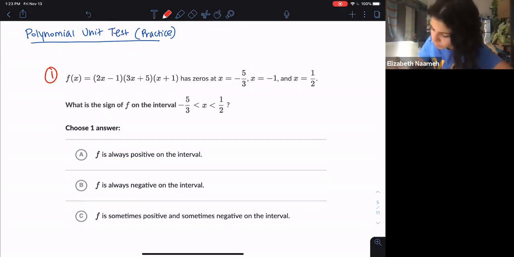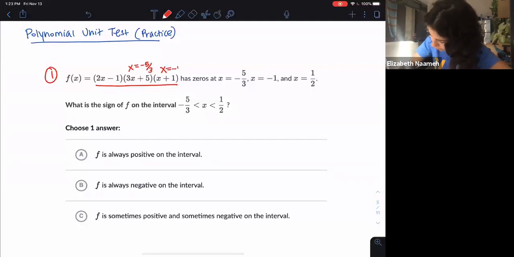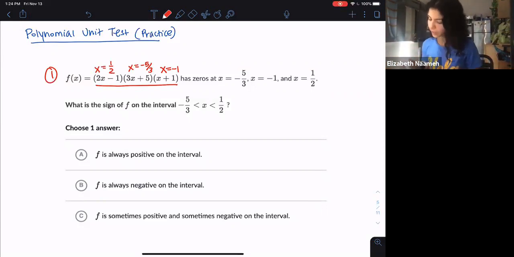So for the first problem, I'll just walk us through it. You write down what you feel is important. It says the function is given to us. Notice it's already factored, so that's great. And it has zeros at -5/3, that came from right here, -1, which came from right here, and +1/2. Cool. So I already did all the work for me.